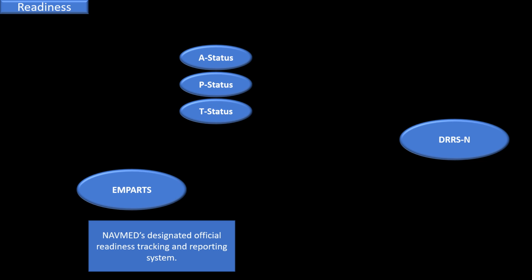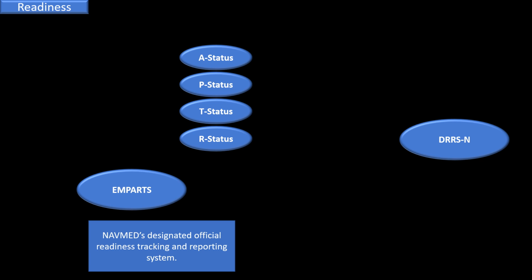Okay, the first and foremost we're going to talk about is MPARTS, and we've already kind of briefly talked about MPARTS in the beginning of this lecture, but MPARTS is the Navy Medicine's, right? Navy Medicine's designated official readiness tracking and reporting system. With MPARTS, we've got a couple of statuses we can look at. We can look at your A status, or your percentage of administrative items completed to be ready to go. Your P status, right? The percentage of operational billets filled in MPARTS. The T status, which is your training status, and your R status, which is the overall readiness status.